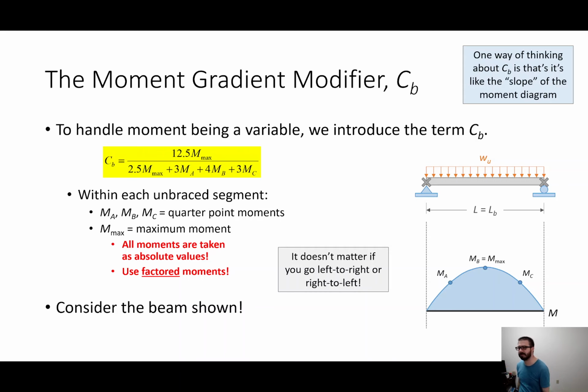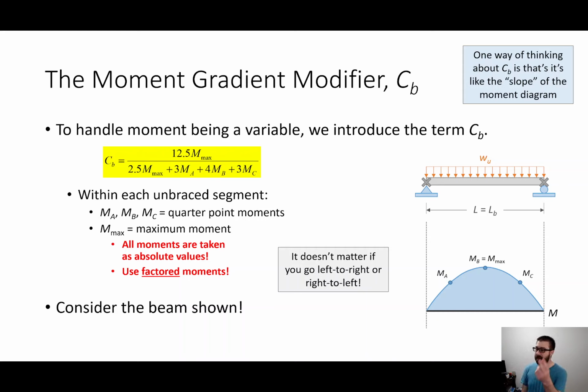Essentially, M_A, M_B, and M_C are in between the braces at quarter points. M max is the absolute maximum moment within the segment. So M max could be the moment on this end of the unbraced segment, or on this end of the unbraced segment. It could be equal to one of these quarter point moments. It could be away from these quarter point moments. It doesn't matter. You just take the absolute maximum moment. So, for example, for this beam, a simply supported beam subjected to a uniformly distributed load, M_A, M_B, and M_C are labeled, and M max is actually equal to M_B because the maximum moment is in the middle of the beam, and that's also where M_B is.